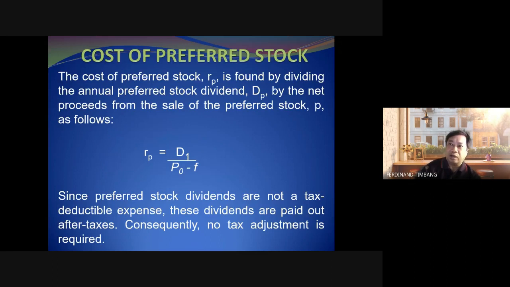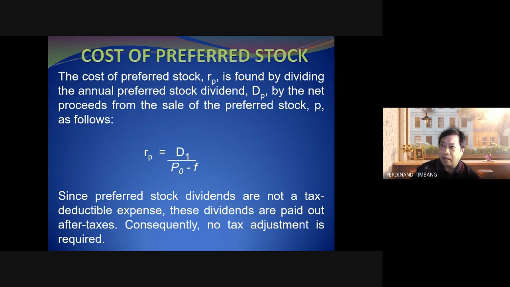Okay, now let's go to the cost of preferred stock. The cost of preferred stock, IP, is found by dividing the annual preferred stock dividend, DP, by the net proceeds from the sale of the preferred stock, P, as follows. So yung P dito is actually the price of your stock, no? The price of your stock, so that is PO.